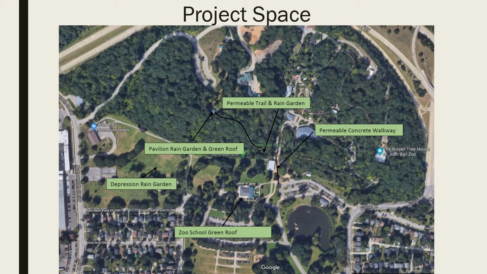The structural changes to be added are the Zoo School green roof and the pavilion green roof. The surface modifications will be the actual pathways of a gravel pathway that is added along the squiggly line and a permeable concrete walkway that is absorbent asphalt that is along the straight line.